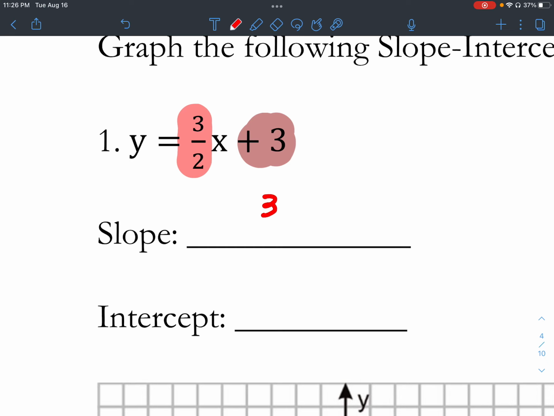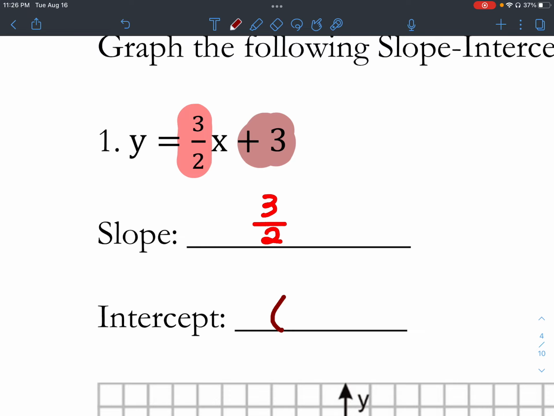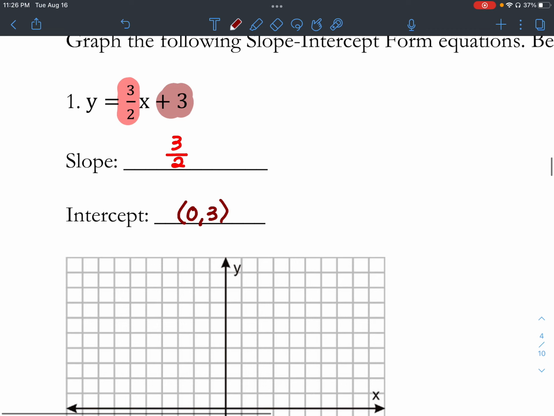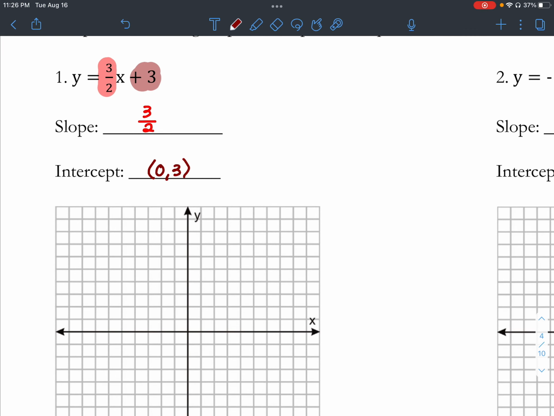Your slope is going to be 3/2. Your y-intercept is going to be (0, 3). Remember, I'd like you to write it in that form. And then all we're going to do is start with the coordinate point and then move in the direction the slope is telling us. So if we're starting at (0, 0), which is in the middle, we're going to move left and right 0. We're going to move up 3. I'm going to put a point there.